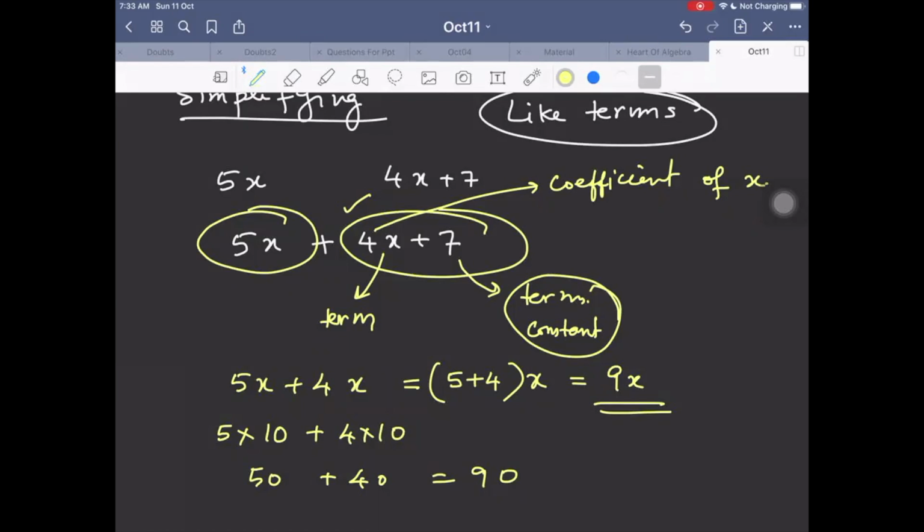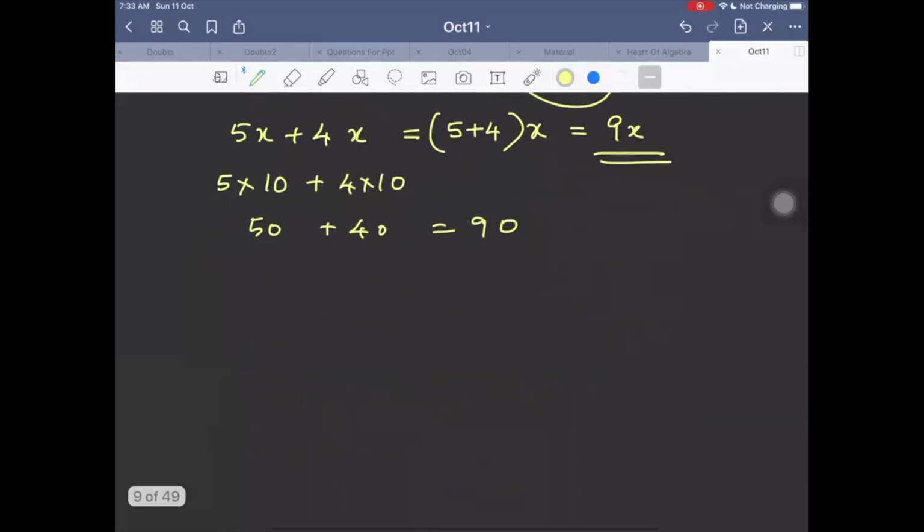Robin, is there any confusion? Yeah. Okay, then quickly tell me, what is this expression? 4n minus 7 minus n plus 9. Can you simplify this expression? 4n minus 7 minus n plus 9.